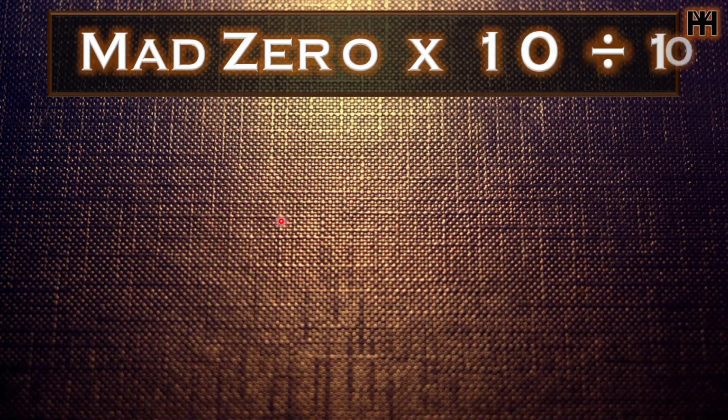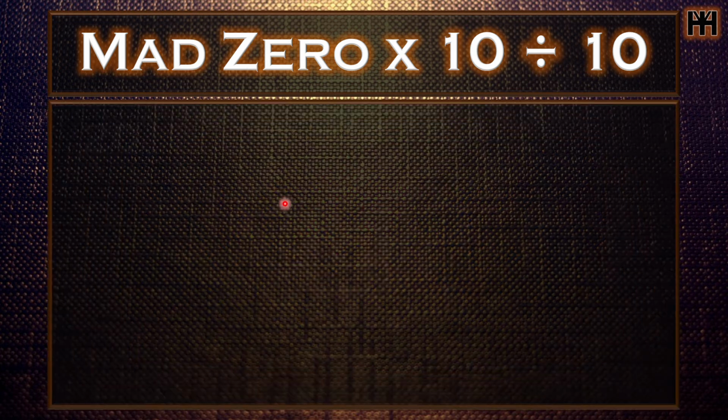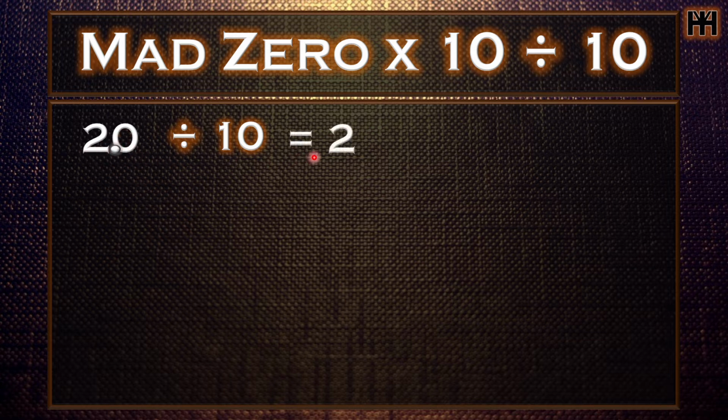Okay, multiply by 10 and divide by 10. Okay, you see this number? If we divide it by 10, what will happen to the decimal point? It will jump one digit to the left, like that. So if the decimal point is here, then it's only 2.